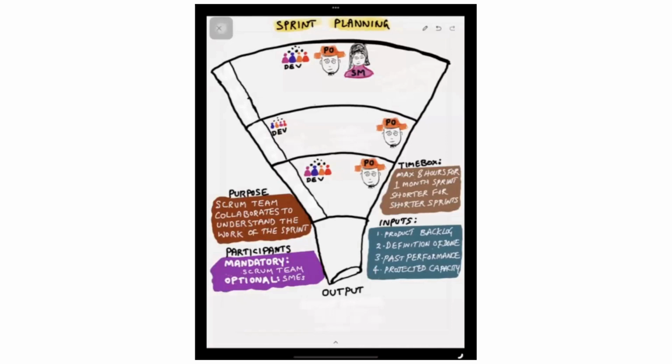So a reference for estimation is definition of done. And the past performance is the velocity. Last couple of sprints, what's the best velocity, worst velocity, average velocity. And projected capacity is nothing but the current sprint capacity, like how many holidays are there, if there are any. Are there any people taking personal time off, or any developers attending some outside sprint related work, like attending some trainings or participating in hackathons like that.